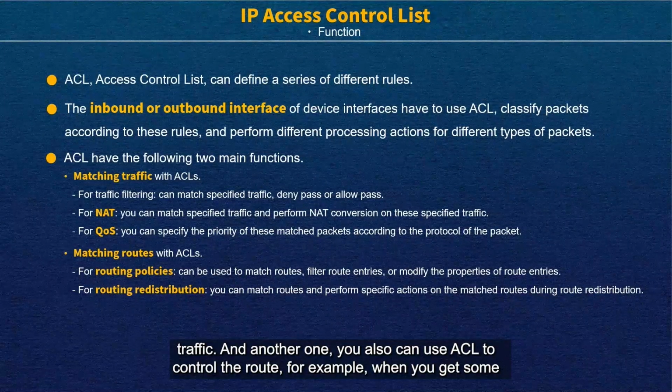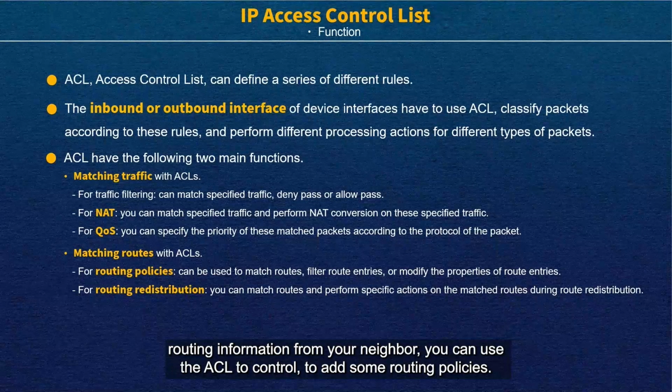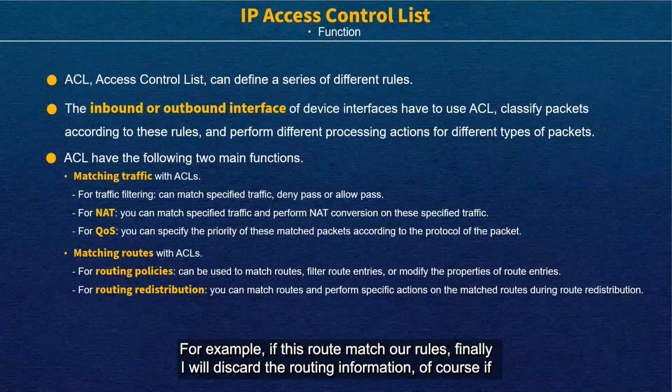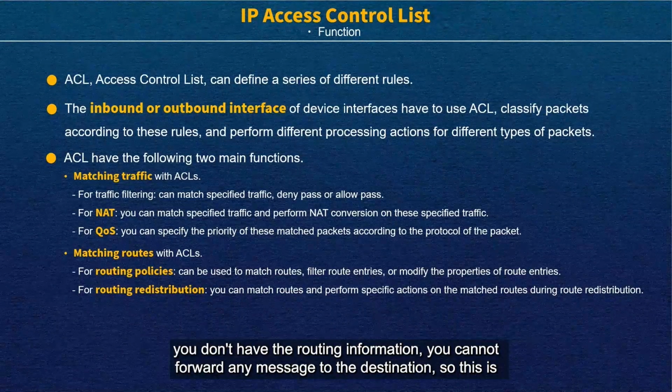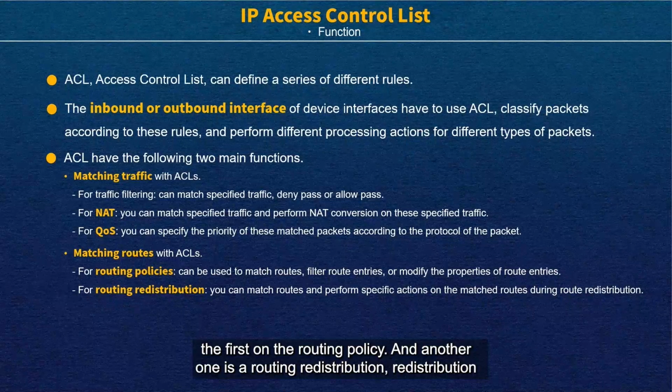And another one, you can also use the ACL to control the routes. For example, when you get some routing information from your neighbor, you can use the ACL to add some routing policy. For example, if this route matches our rules, finally I will discard the route information. Of course, if you don't have the routing information, you cannot forward any message to this destination. So this is the first one, the routing policy.